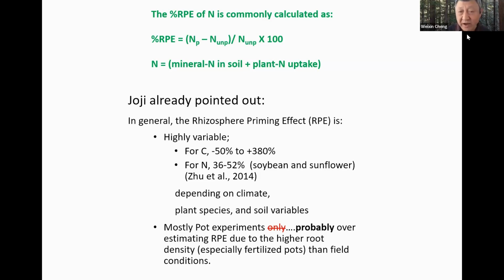And Joji cited one study by one of my previous grad students here at Santa Cruz. But there are many other studies that also show high variability. I'm going to present some results published in the literature a little bit later. Joji also mentioned most of what we know about the priming effect is based on results from pot experiments, either in a greenhouse setting or sometimes we also bury pots in the field, but still they are pot studies. So there is some grain of salt in the results. How relevant these results are to the field setting is still a question.